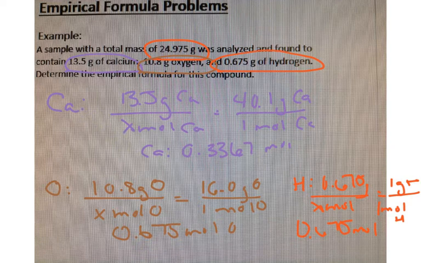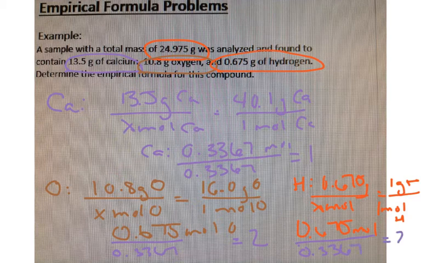Okay, the next step is divide by the lowest number of moles. So calcium is 0.3367, oxygen 0.675, and hydrogen is 0.675. The lowest number is actually going to be my calcium amount. So I'm going to divide all of these moles that I just solved for by the lowest amount, which was 0.3367. So I get 1. When I divide this one by the 0.3367, I get 2. And when I divide the 0.675, once again, by the lowest, which is 0.3367, we get 2. So these are my ratios.